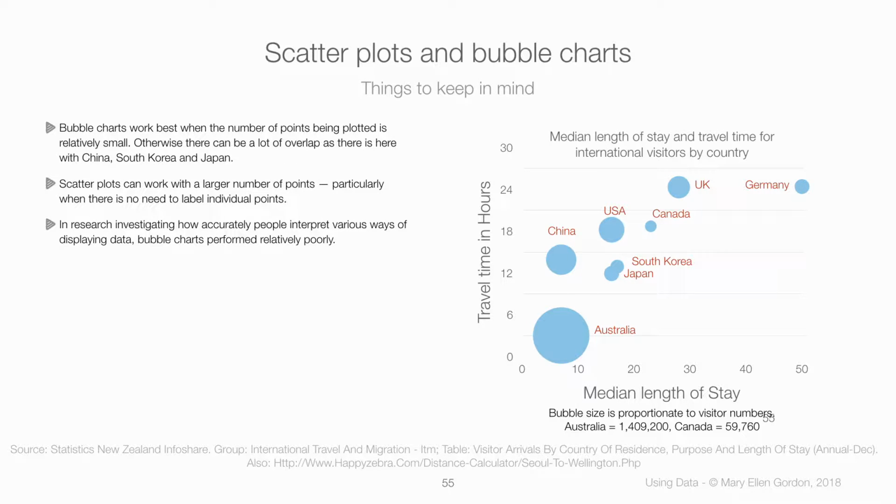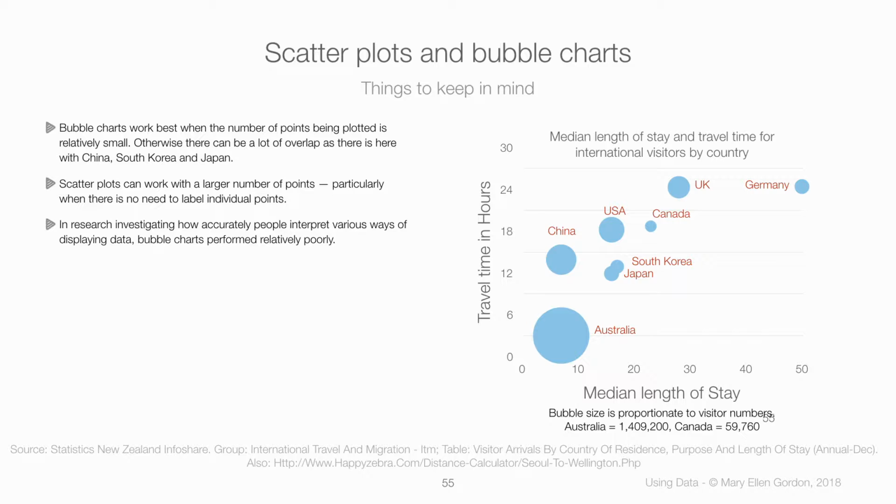Bubble charts also work best when the number of points being plotted is fairly small. So we can see here that it's not a huge number of countries that we're showing, and yet already we're getting some overlap between South Korea and Japan. You can imagine how much worse this would be if we were trying to show every single country on here.